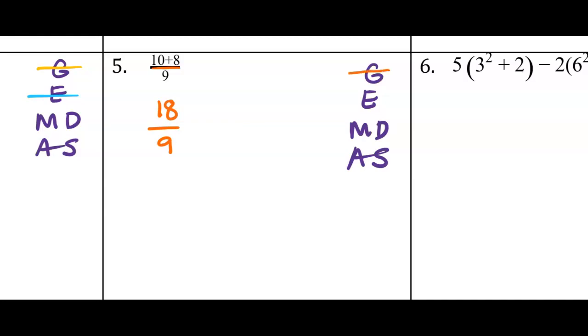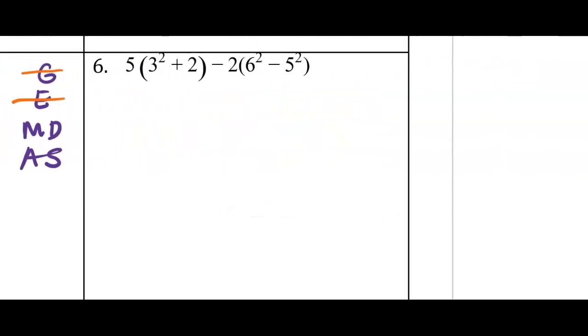Do I have any exponents? I do not, so I cross them off. Do I have a multiplication and division? I do. So we do 18 divided by 9, which is 2. Always remember that the division symbol can become a grouping symbol in the event that there's more than one number on top and bottom.